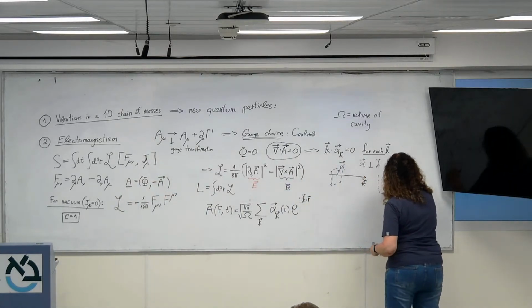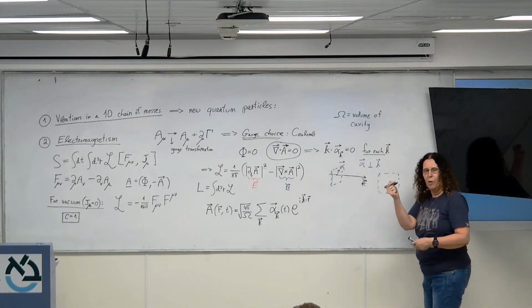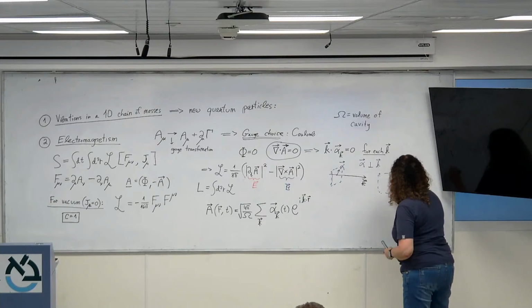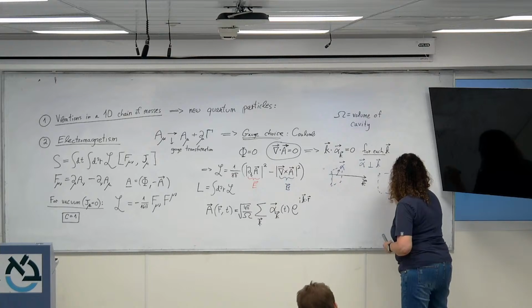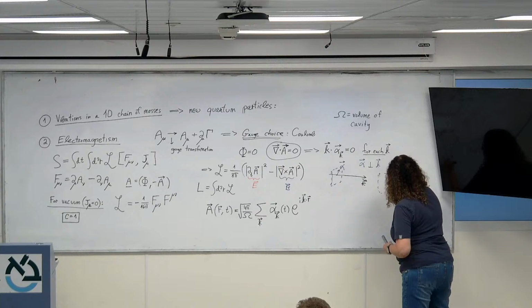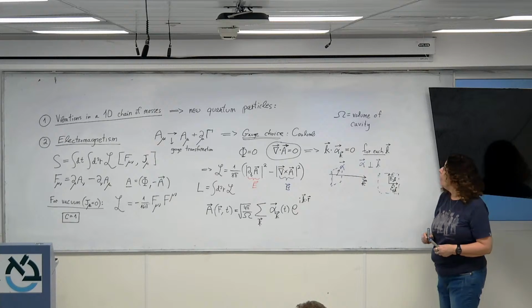So this is the plane that is perpendicular to k. K is going outside of the blackboard, the whiteboard. And here in this plane, I can define two unit vectors. One I call epsilon 1, the other I call epsilon 2. I put here a hat because they are unit vectors.